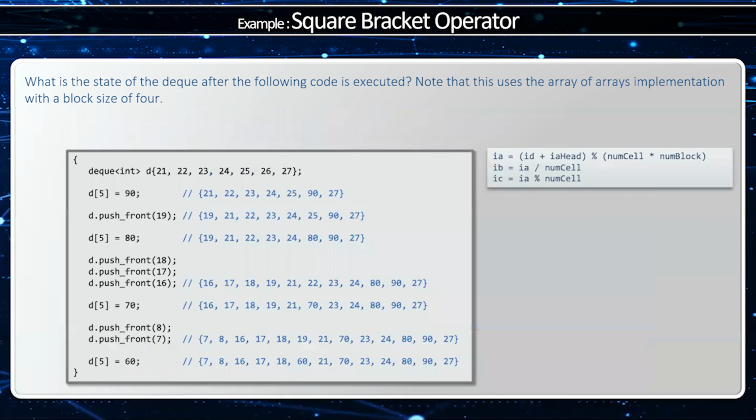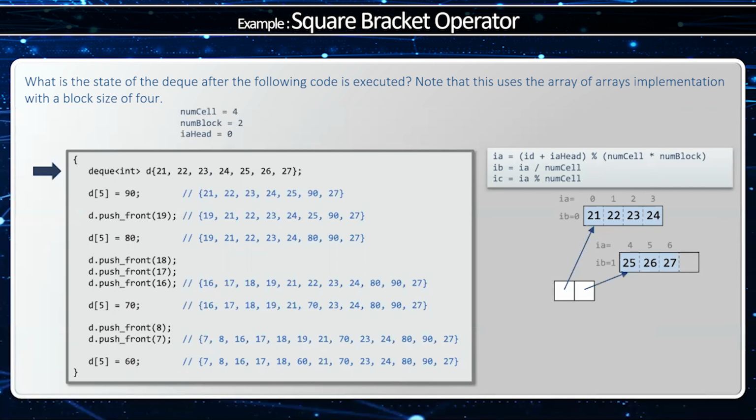To see how this works, take a look at this example. I have a Deque of integers, and there are 7 of them. So initially, when I create the Deque, I'm going to have 4 cells, because this array implementation has a block size of 4, and there are 2 blocks. Notice how IA head is 0. In other words, IA and ID are both aligned because we're not in a wrapping situation at this moment in time.